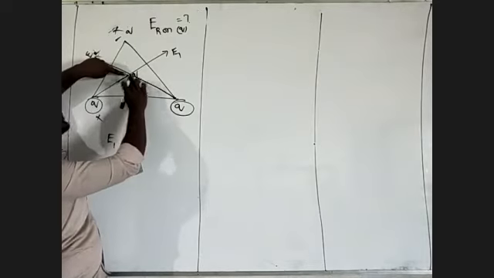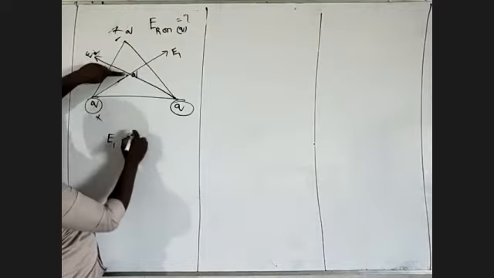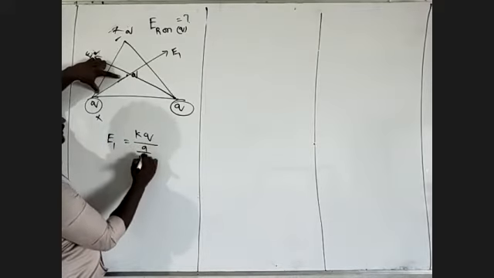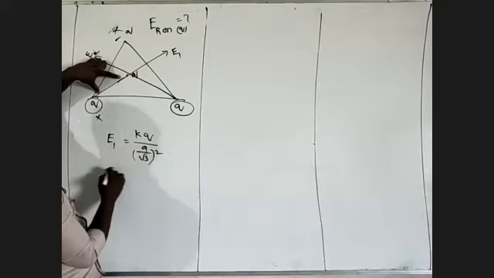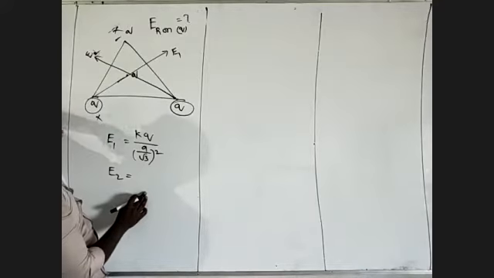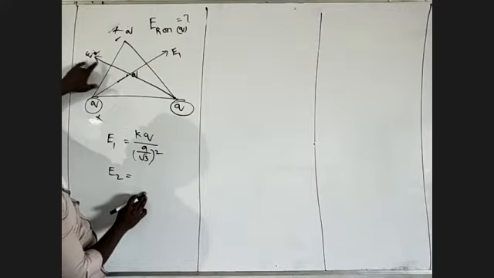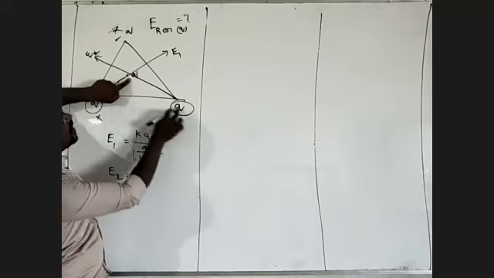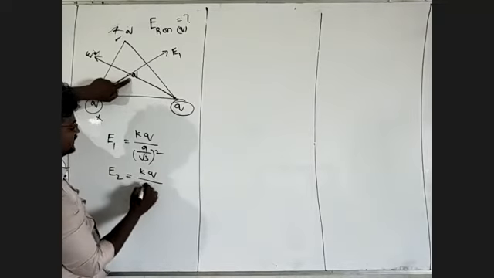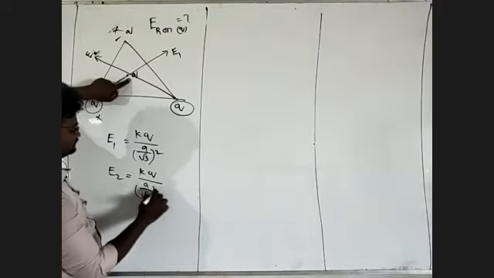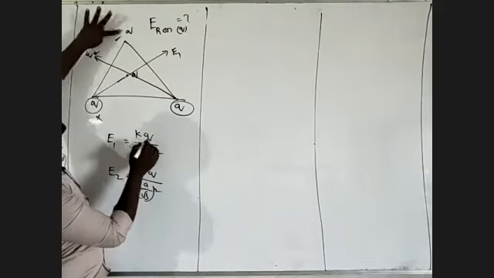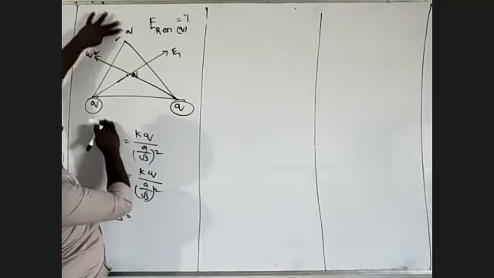Now, at this point, we have to calculate E1 due to the charge. That is KQ by the distance, here A by root 3, whole square. That is E1. Next, E2: at this point, we have to calculate E2 due to the charge. That is KQ by A by root 3 whole square. Now you will see the E3. This is a negative charge.